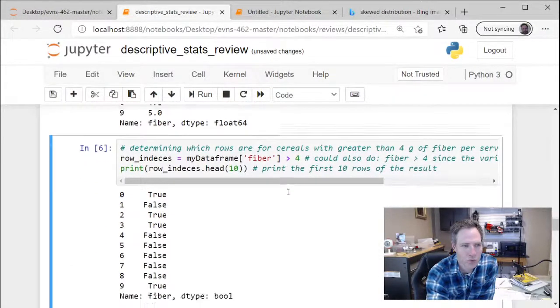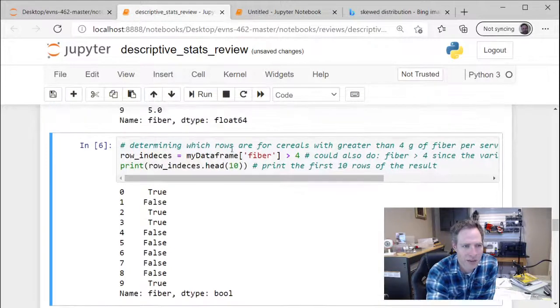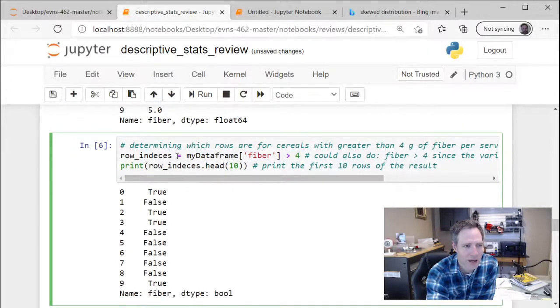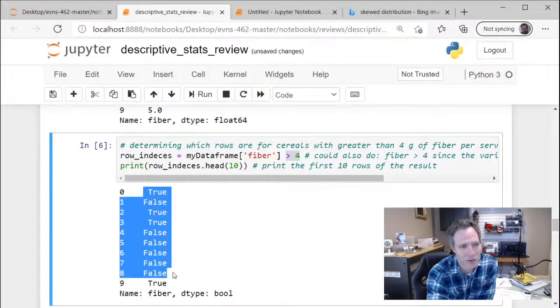Let's not skip this, it's useful too. What if you want to just know the rows where the fiber content is greater than 4? One way you can do that is with a logical comparison. You can say, pull that fiber data out of my data frame, greater than 4. And the results that you get are just trues or falses.